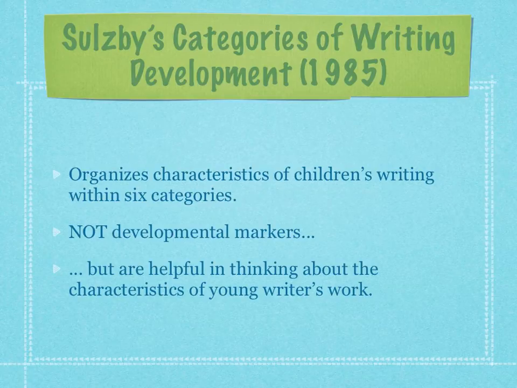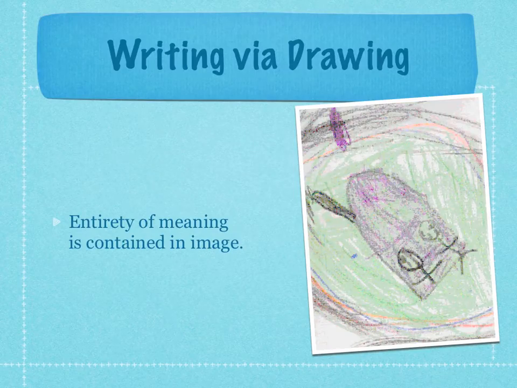So let's look at the first category, which is writing via drawing. And this is where the entirety of meaning is contained in an image, right? So here's an example of a story that was written about a child and his sister being at home, right? So all of this story is contained in the image itself. We really need, as readers, the author present in order to gain the majority of that story.